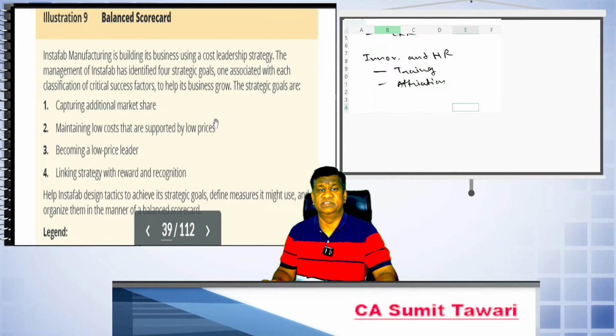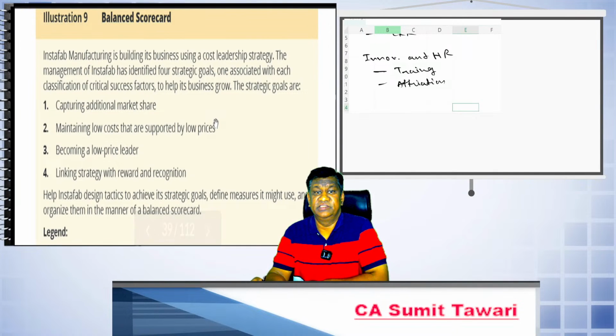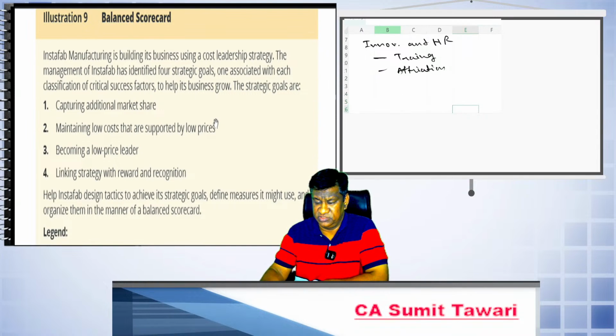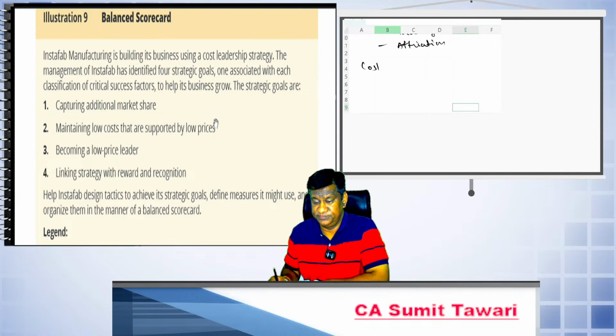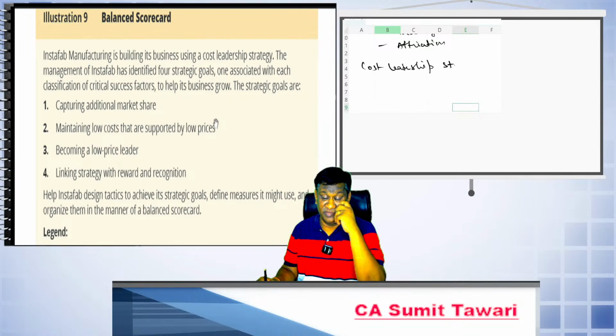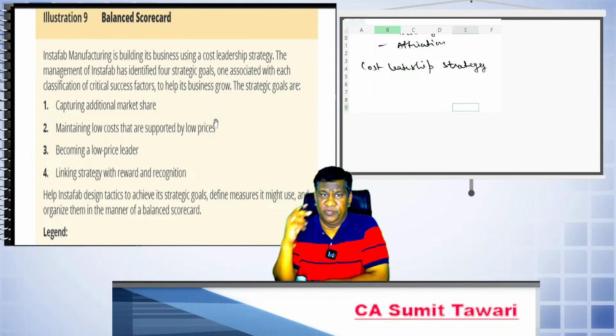So we can see one example here. InstaFab Manufacturing is building its business using a cost leadership strategy. Okay, so what is the cost leadership strategy? Can anyone tell? There are two kinds of strategy for promoting in the market: one is cost leadership and the other is differentiation. Focusing much on the cost of the products, so maintain the lowest cost of production so that he can get better prices from the market, or be competitive in the market with respect to prices.